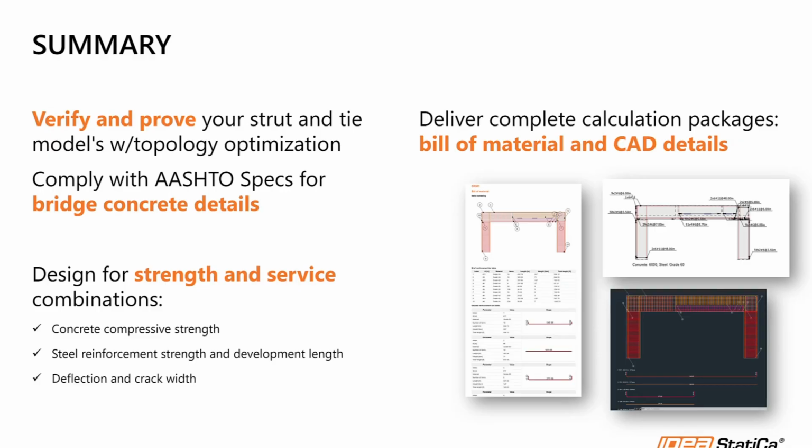Also, you can design for strength and service combinations, and we're going to check 5 limit states. The first one is the concrete compressive strength. The second, steel reinforcement strength, and the development length of this reinforcement, which is equal to anchorage in our application. And then for the service load combinations, you can check the flexion and crack width, right?